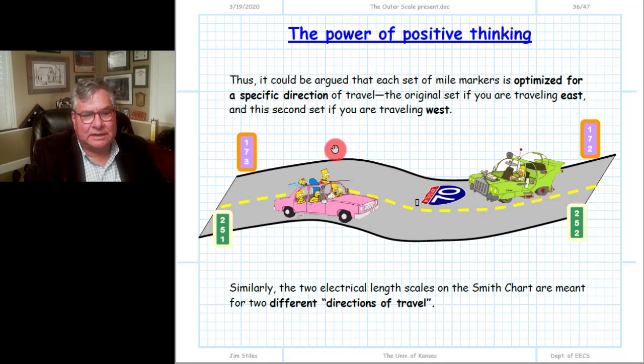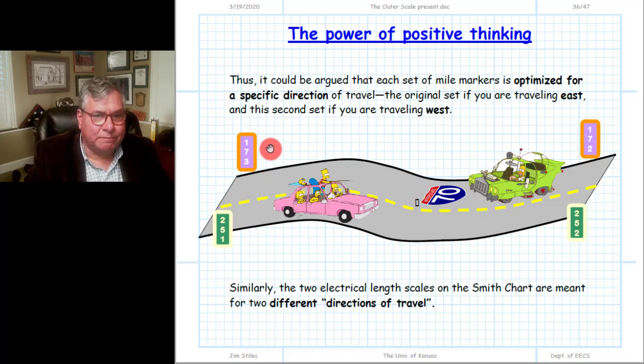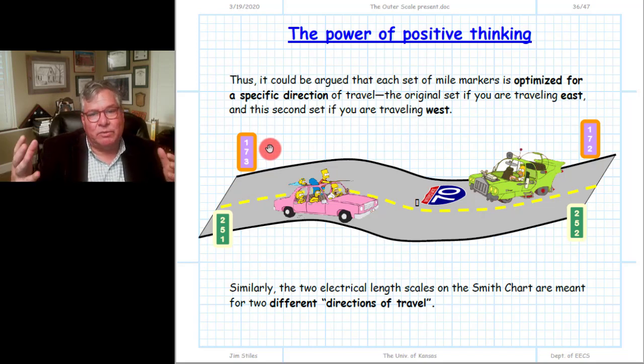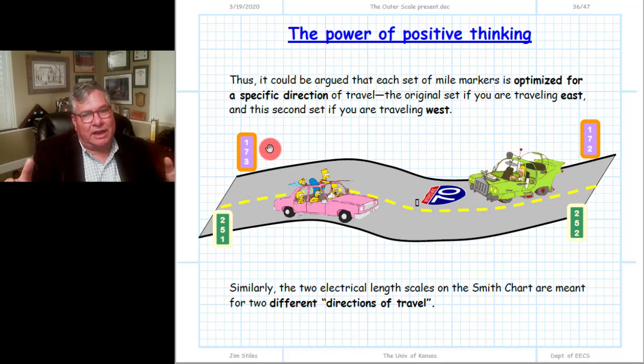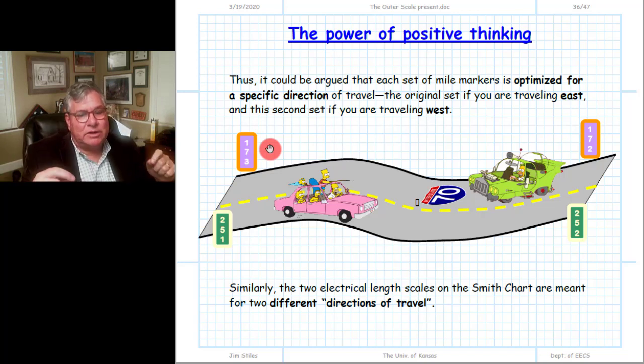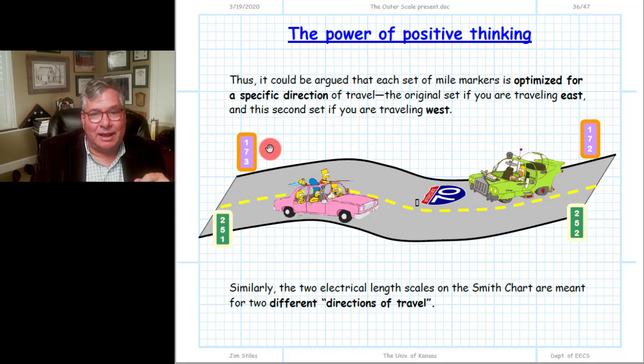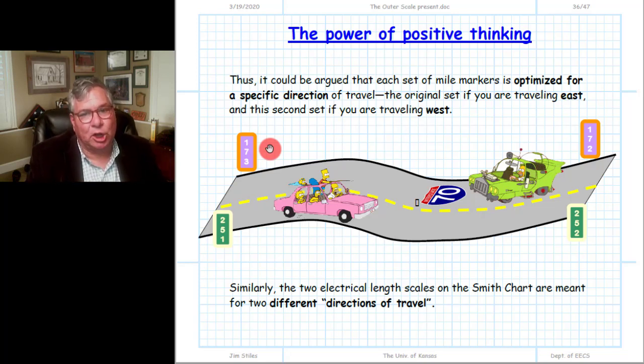So again, we have two different orientations of our mile markers, two different definitions, each associated with the direction of travel, such that traveling in one direction, the mile markers increase, or traveling in the opposite direction, the alternative index is oriented so those numbers increase as well. And this is the reason we have the two electrical length outer scales on the Smith chart. We have one which is direction toward the load, and the other which is the direction toward the generator, the direction toward the source, the direction toward the input of a line. In other words, the direction away from the load.